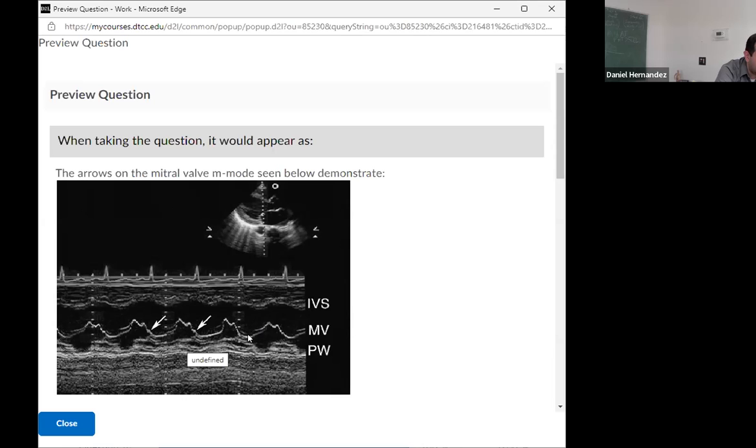SAM would be during systole, so this leaflet would get pulled up towards the septum. Prolapse also happens during systole. You'd see a bowing back of this leaflet, an arching back, during systole as well.